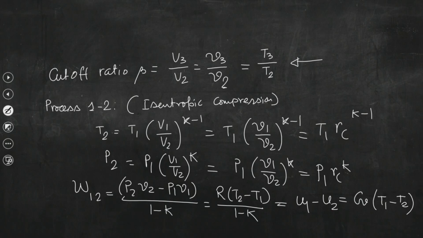And what about heat interaction? Because the process is isentropic, there is no heat interaction between the system and surroundings. There is a rise in temperature due to the compression process, but there is no heat interaction from the system into the surroundings. So, Q1 to 2 equal to 0.